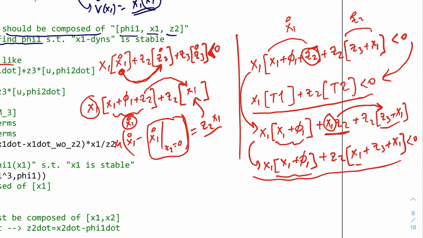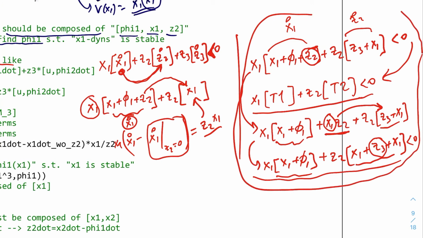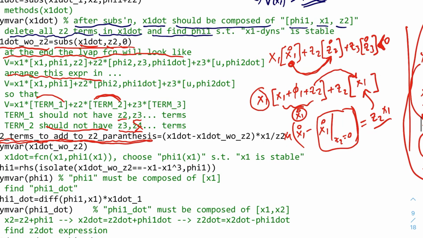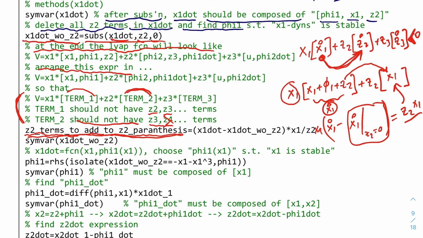So term 1 is okay. On top of that, term 2 doesn't have, or shouldn't have, z3 terms. Let's not focus on that. That was just a simple example to illustrate the idea. We are just trying to do that operation.